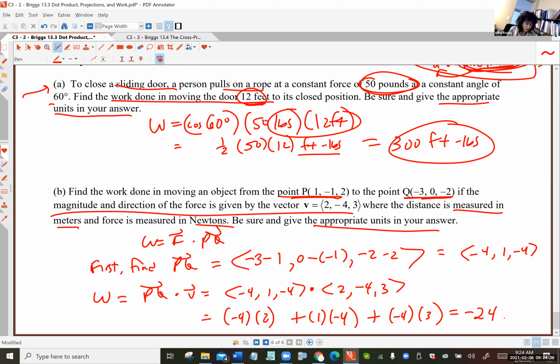And then what are the units? We don't have any foot-pounds going on here. There are two answers that I will be okay with. One is Newton meters. Newton meters is units of work. And typically, if you take a physics course, you will see that Newton meters is also known as J, joules. So joules are the unit of work in the metric system.